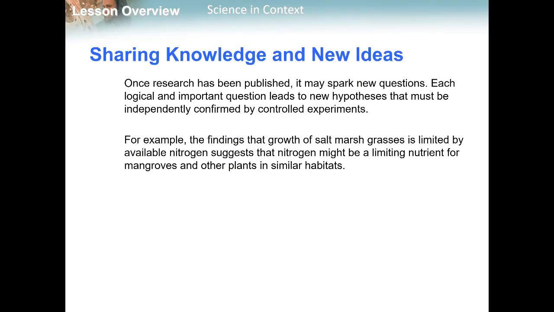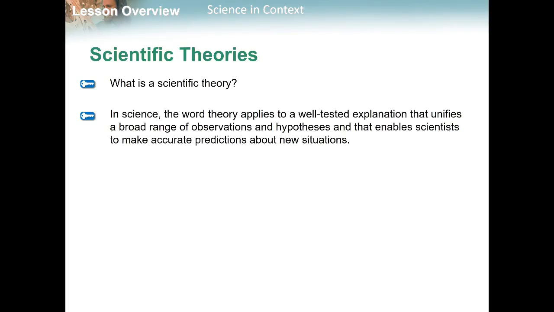So let's go back to our findings on the growth of the grass in the salt marsh. And we decided that limited available nitrogen suggests that it was a limiting nutrient for that marsh, and the plants were unable to grow because that nutrient was not there. So now we can say, okay, let's see how this affects other similar habitats, and we can share that knowledge so that anybody else doing something similar can see how nitrogen can impact what they're doing.